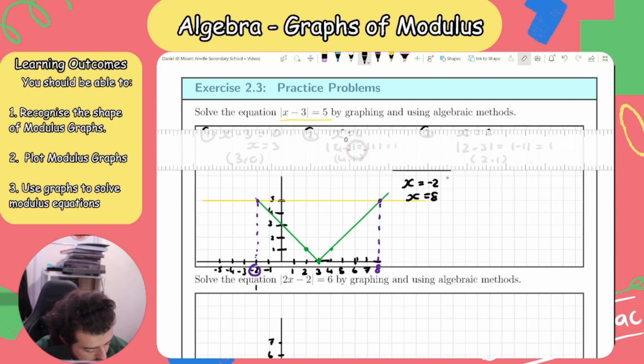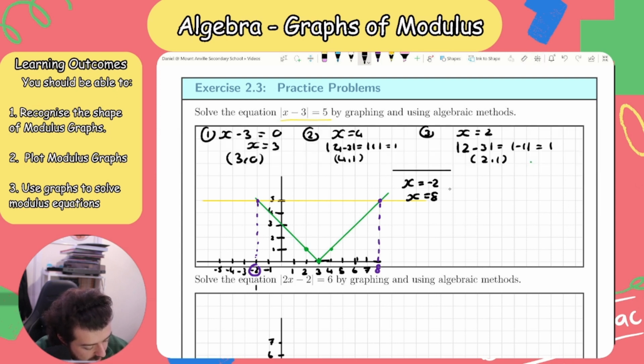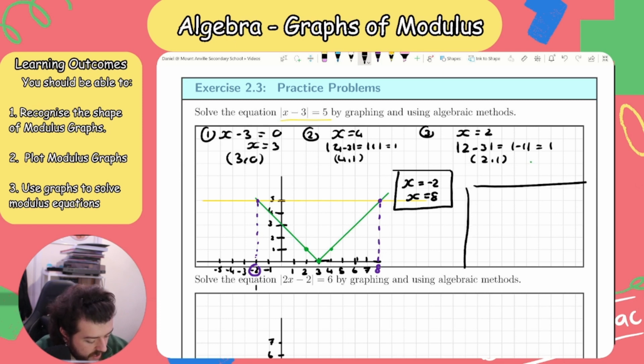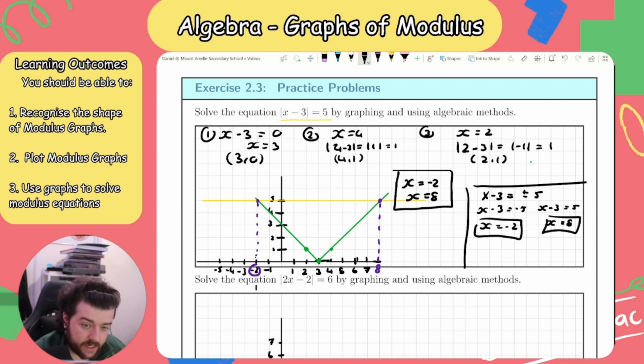Now, can I check? I'm going to check my answer now using algebra. So I have the modulus of x minus 3 is equal to 5. I only have one modulus here, so that is just going to be x minus 3 is equal to plus or minus 5. So x minus 3 equals minus 5, x minus 3 equals positive 5. x is going to equal minus 5 plus 3, which is equal to minus 2. And then 5 plus 3 is going to be x is equal to 8. So there you go. I verified my solutions there.